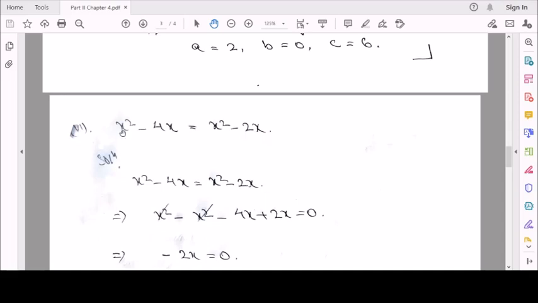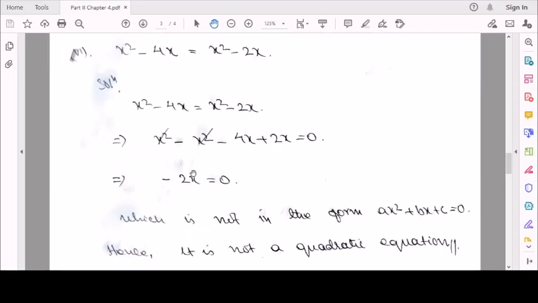Okay, now let's move to the next, which is number 6. x squared minus 4x equals x squared minus 2x. For this also, is this a quadratic equation or not? We cannot simply say whether it is quadratic or not, but we have to simplify it first. This is the given equation. Now same thing, you bring this x squared from the right to the left. This x squared will change to minus x squared. Then we have minus 4x, then minus 2x, which when you bring to the left will change to plus 2x equals 0.